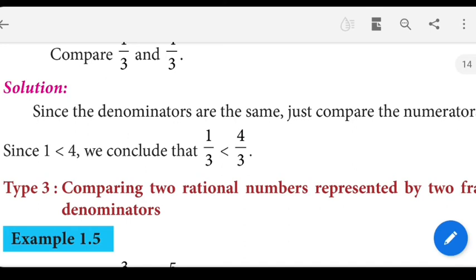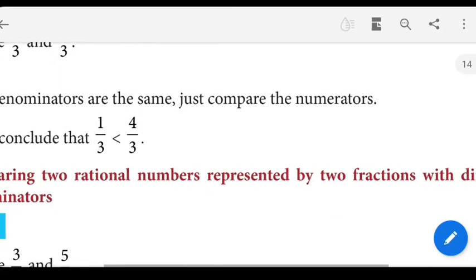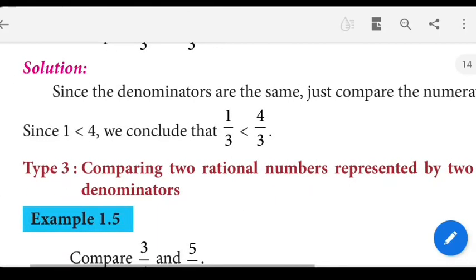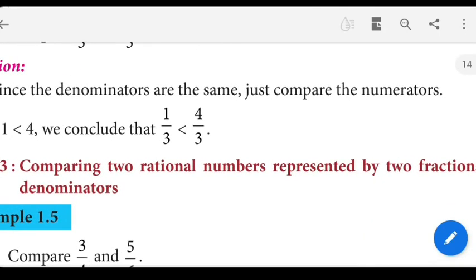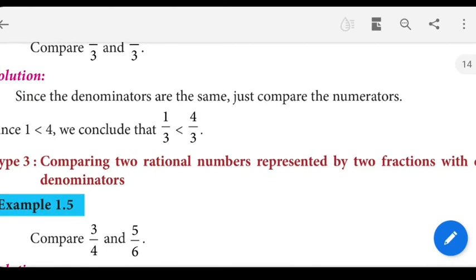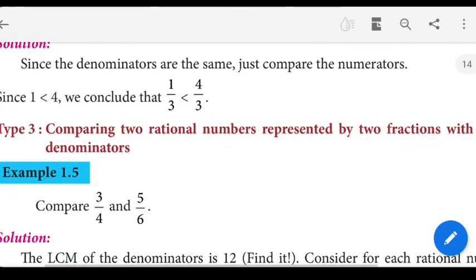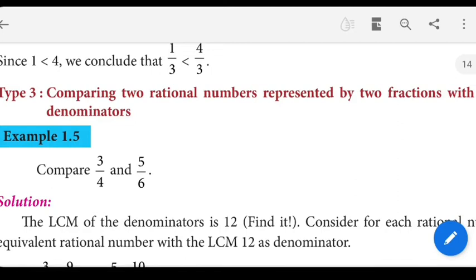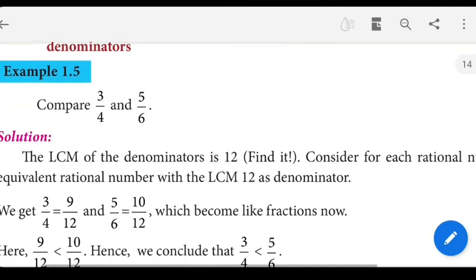Okay, next, third type: comparing two rational numbers represented by two fractions with different denominators. Second model, same denominator. Third model, different denominator. If we have different denominators, how do we do the sum? Let's see example 1.5. Compare 3 by 4 and 5 by 6. Here first compare the signs. Signs are same, both are positive. Next compare the denominators. The denominators are different.